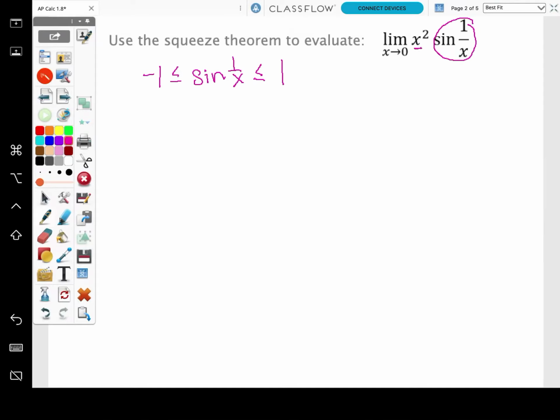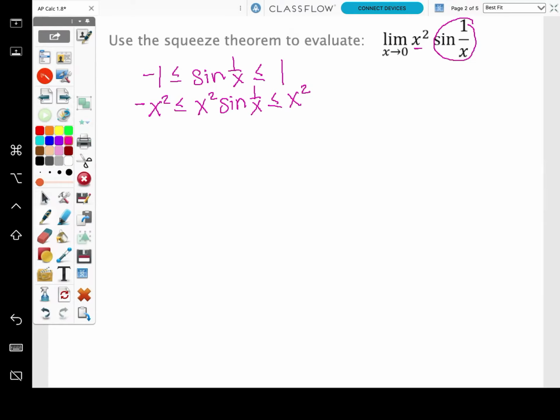And the rules of equality and inequality work the same way as they did way back in algebra. If I need an x squared next to sine x, I'm going to multiply everything by x squared. So I'm going to get negative x squared less than or equal to x squared sine 1 over x less than or equal to x squared.